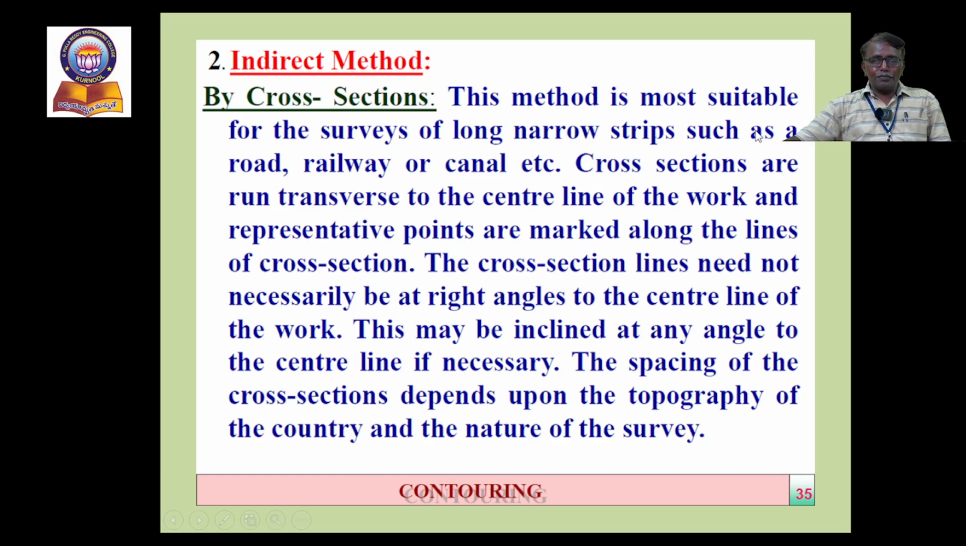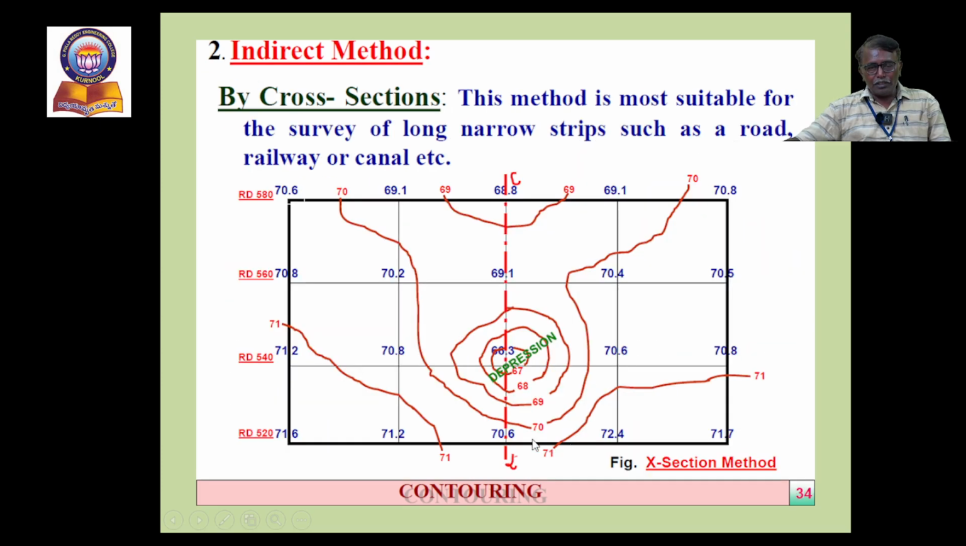By cross section, this method is most suitable for surveys along narrow strips such as road, railway and canal. Cross sections are run transverse to the center line of the work, and representative points are marked along the lines of cross section. The cross section lines need not necessarily be at right angles to the center line of the work. They may be inclined at any angle to the center line if necessary. The spacing of the cross sections depends upon the topography of the country and the nature of the survey. So the cross sections may not be uniform.